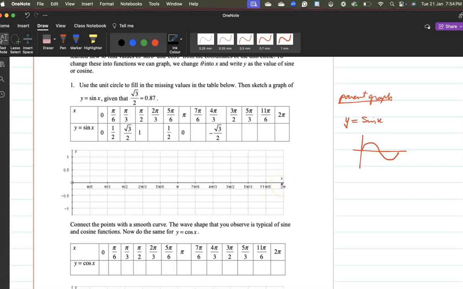Correct? Yeah. This is the graph that you need to learn. What is the max? 1. Min? -1. This is 0. One cycle is 2 pi and this is pi.